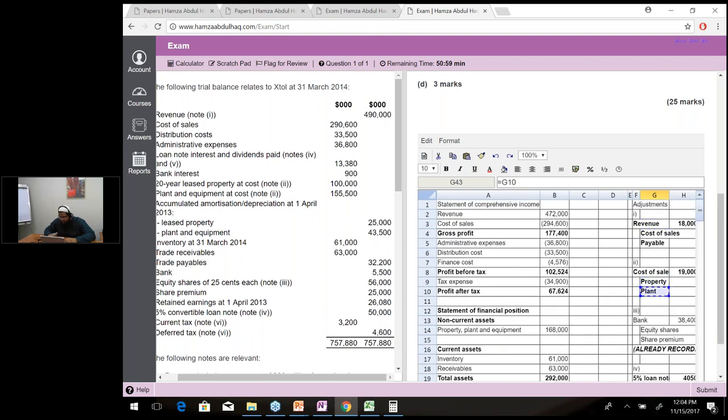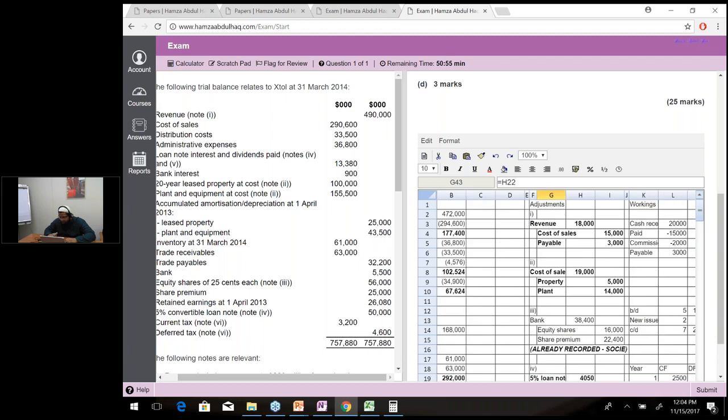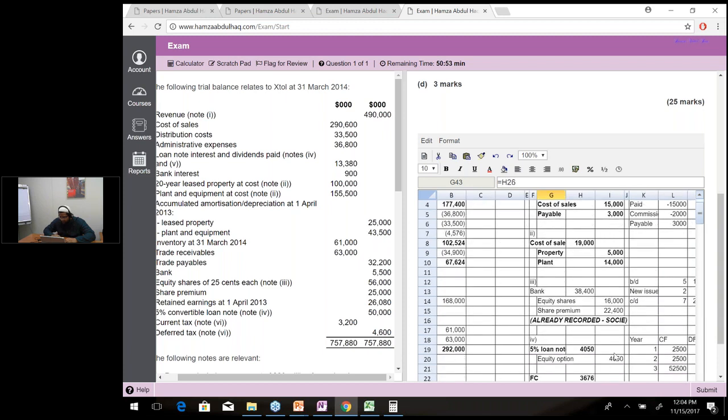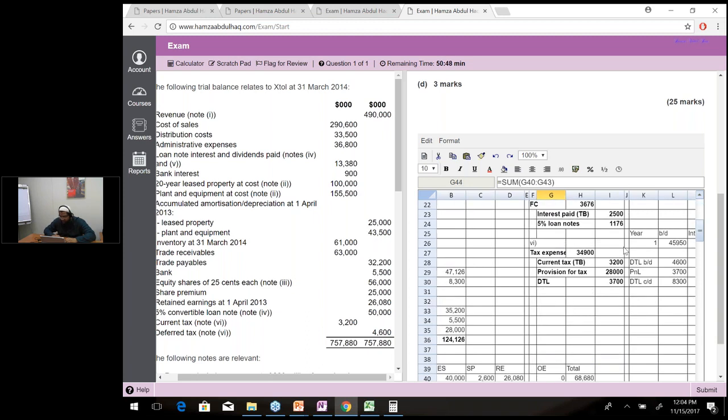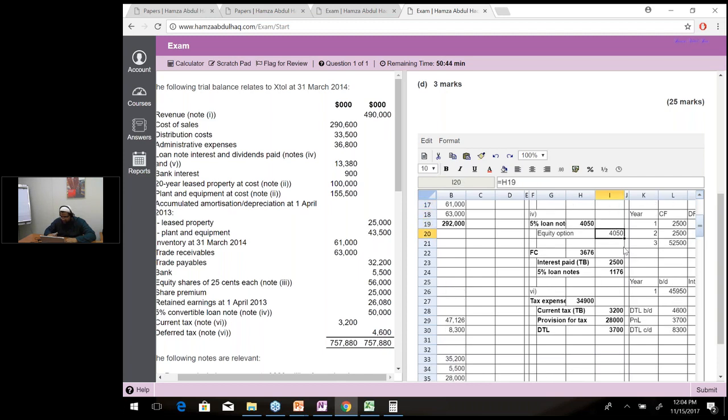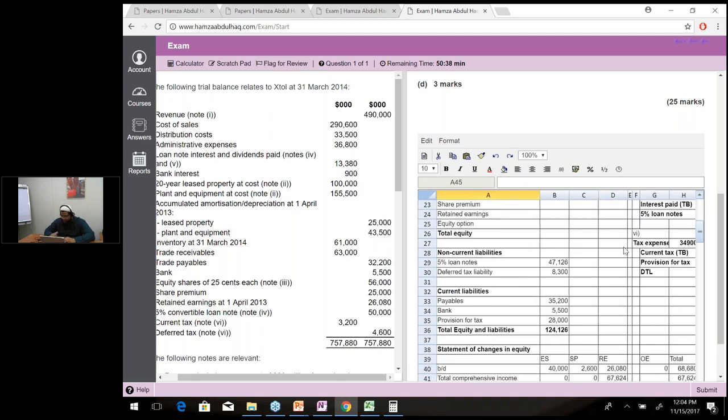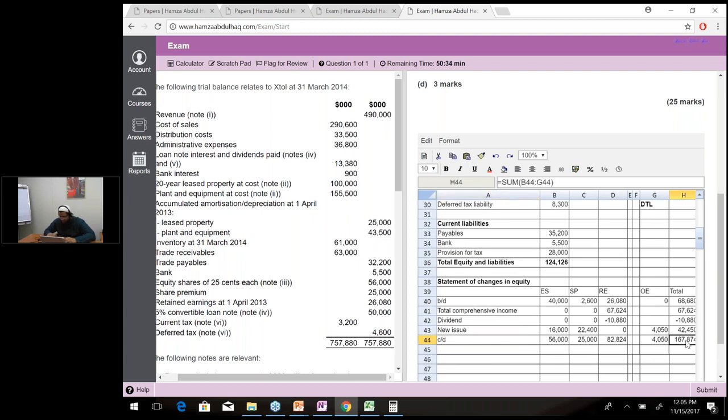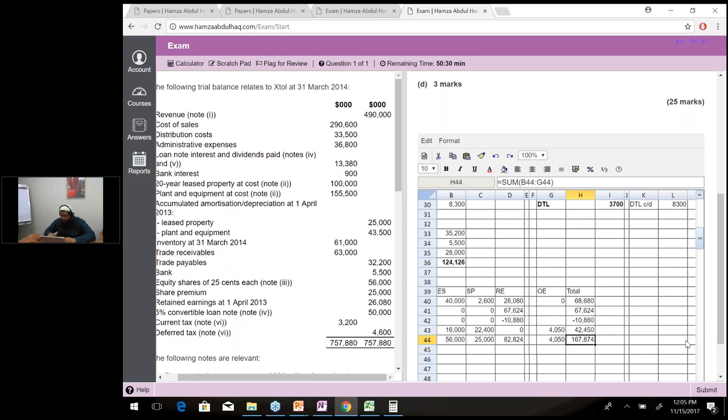And this is the equity option that we had prepared. This is not bold, we haven't incorporated this, but now we have incorporated, so I'm converting this value as a bold. So all values are now incorporated. The balance should balance now. So the total equity is now 167874.